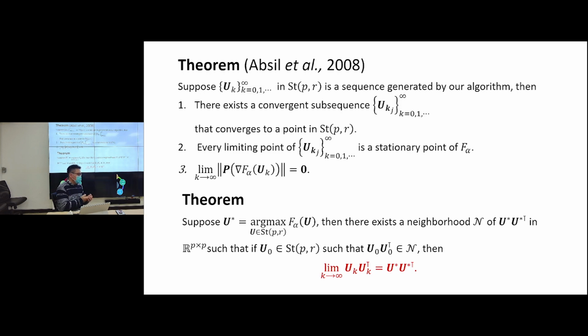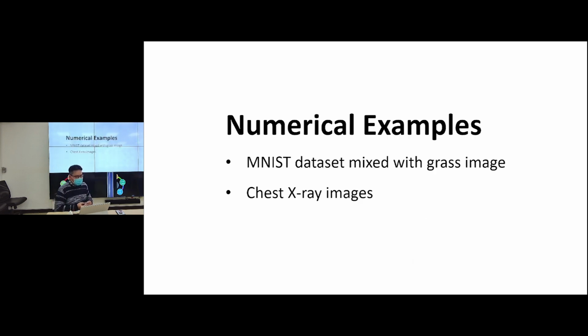Then U_K is generated by our algorithm, and the span of U_K will converge to the span of U star. So this is our convergence theory. Okay, let's show the numerical examples here. We provide two numerical examples. The first is the MNIST data set mixed with grass images, and the second is the chest X-ray image.